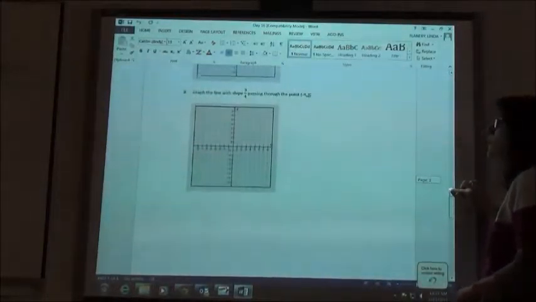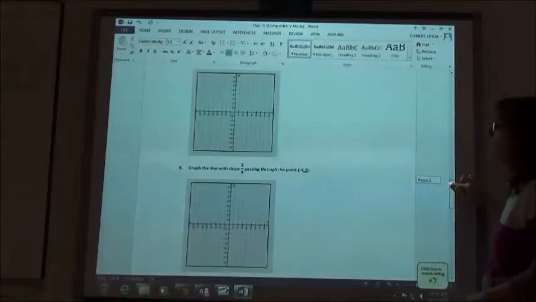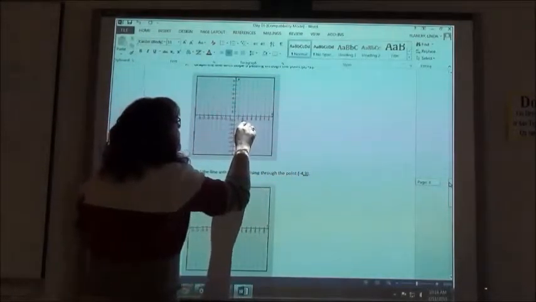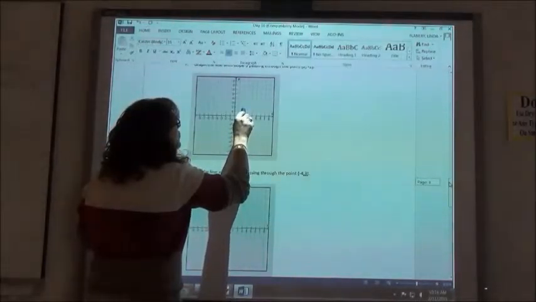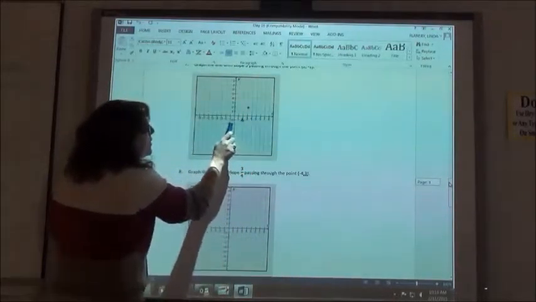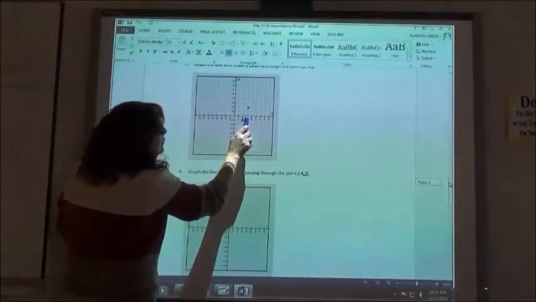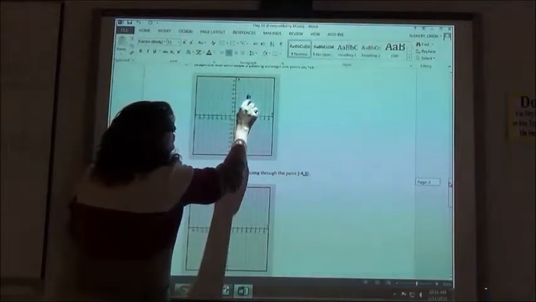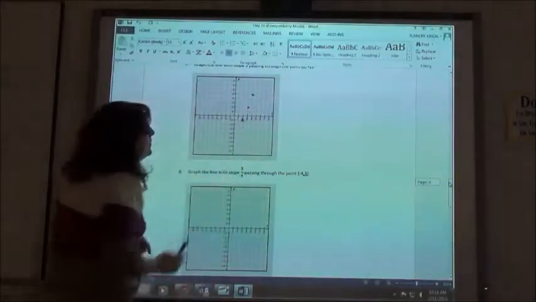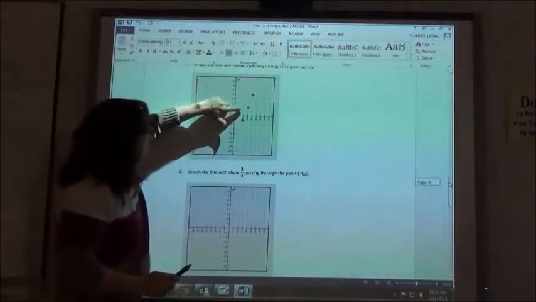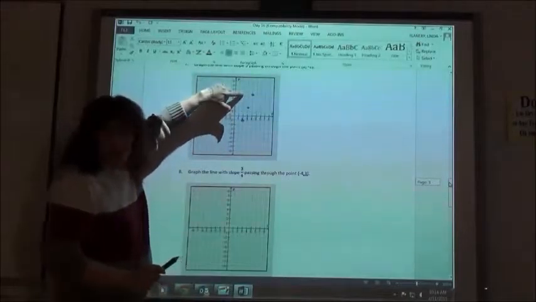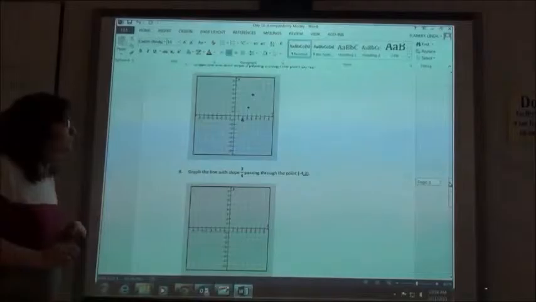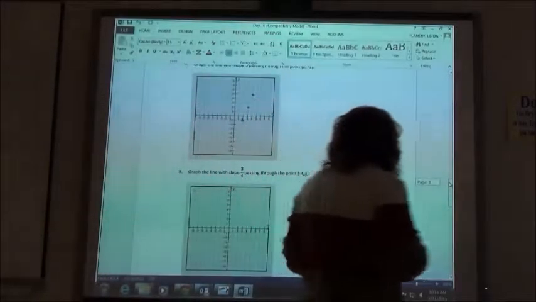So why is it on 5? Where did I start at? 2, -1. So I went up 1, 2, 3, and over 1, which put it over here at 3, 2, right? Yeah. Then I went up 1, 2, 3, and over 1. Oh, okay. So every time here I added 3 to my y value because it was going up 3, and then 1 to my x value. Oh, okay.